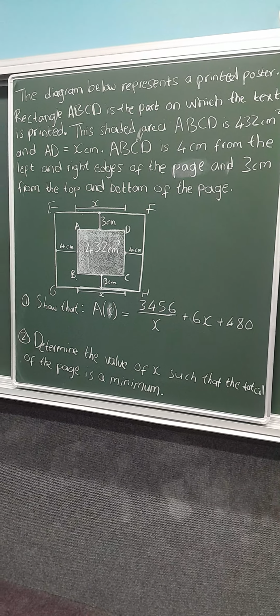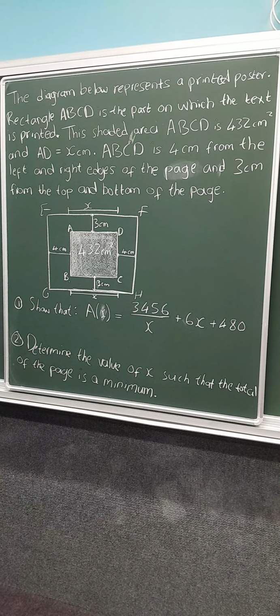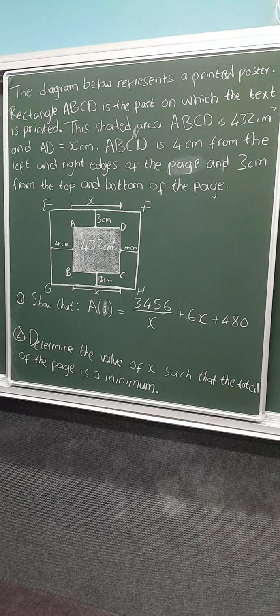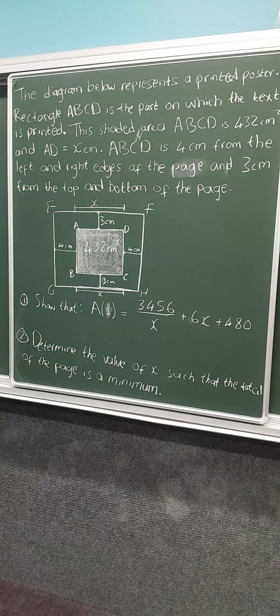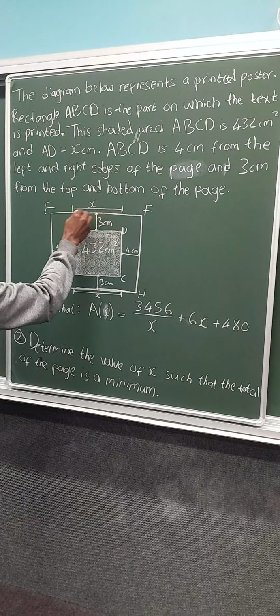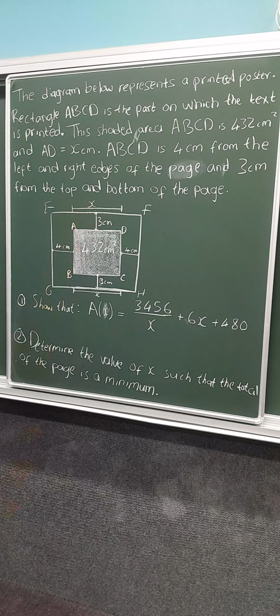This shaded area ABCD is 432 centimeters squared. So this is the area of this rectangle, which is 432 centimeters squared, and AD equals x centimeter. So AD is this part. I labeled it here. AD was x centimeter.